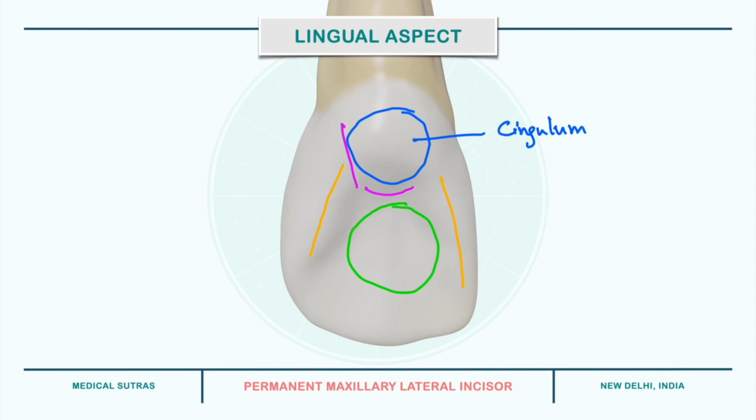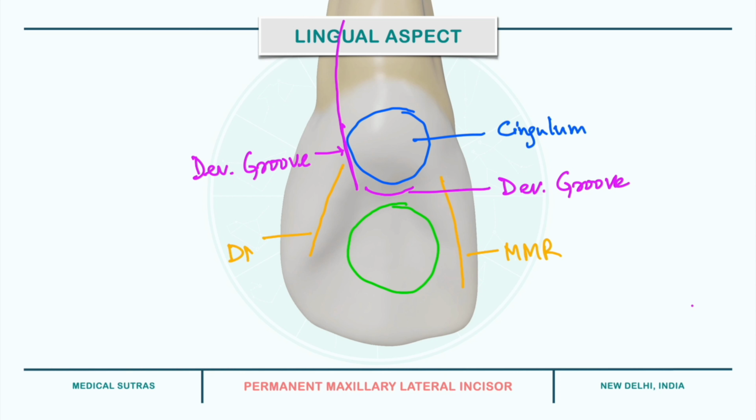That is, developmental grooves can be found at the junction of cingulum and the lingual fossa. Also, a deep developmental groove can be found on the distal side of the cingulum, and it extends to varying length on the root. These developmental grooves are the places where enamel defects are commonly seen. The mesial marginal ridge and distal marginal ridge are also prominent, and the linguo-incisal ridge is also well developed. The lingual fossa is more concave and circumscribed than that found on the central incisor.